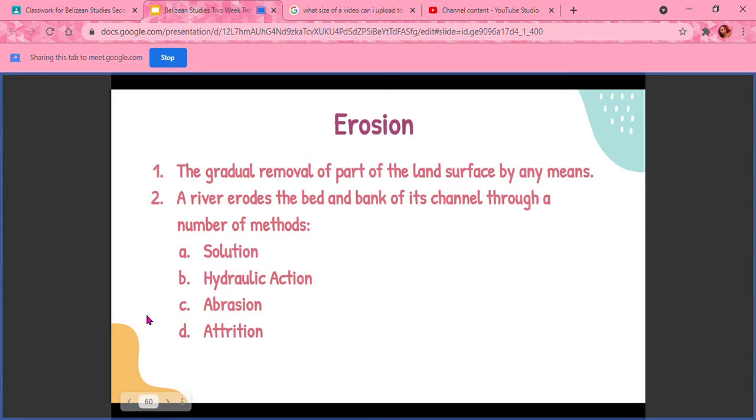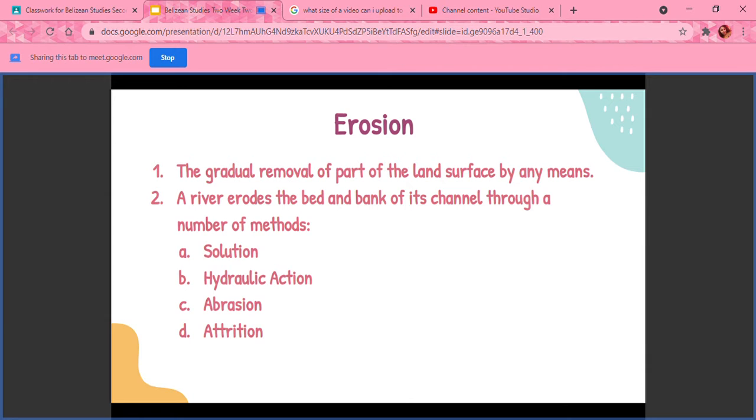So erosion. What is erosion? Erosion is the gradual removal of parts of land by any means, meaning that wind can cause erosion, water can cause erosion, people can cause erosion, animals can cause erosion, plants can cause erosion. There are numerous things that can cause erosion, but for this specific topic, we are talking about water erosion, the erosion that is caused by water movement in rivers.